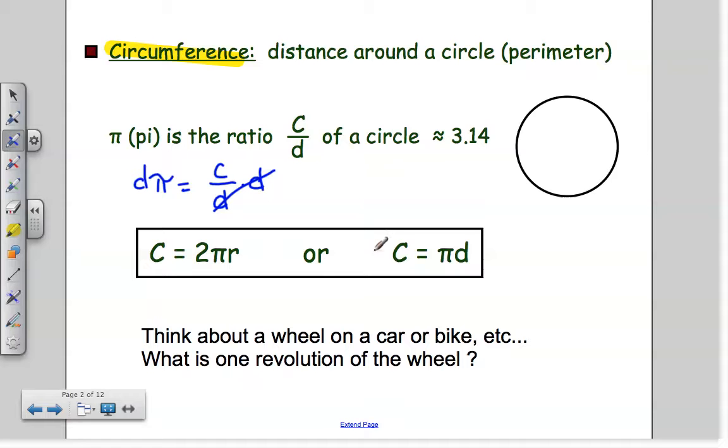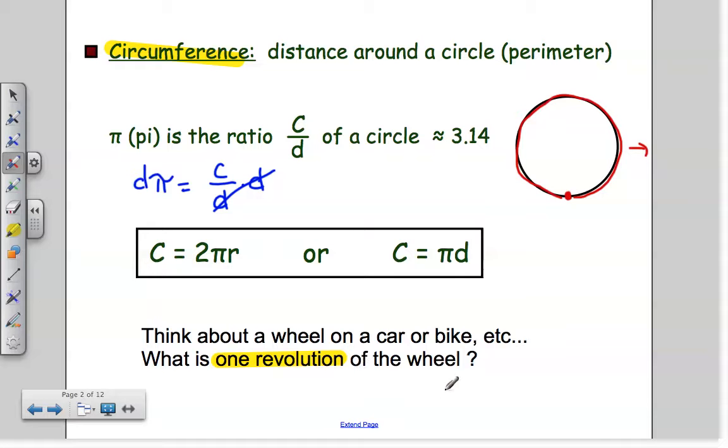Another thing to be aware of and be able to use today is this: if you think about a wheel on a car or a wheel on a bike, what is one revolution of that wheel? Well, a revolution is going around once. Now, if this was a moving tire and suddenly it starts rolling, let's say out to the right. Well, now all of this is touching the ground. It keeps going to the right. All of this is touching the ground. And one revolution ends up coming back to the place where I started.